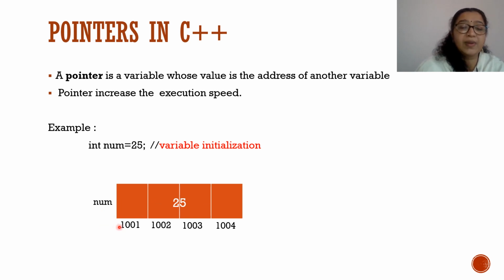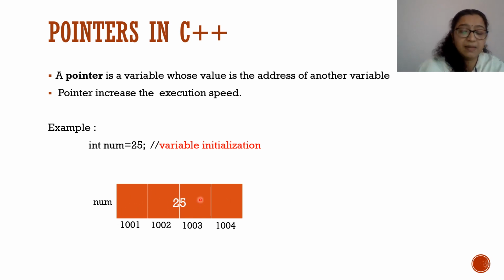And see, for example, I put 1001, 1002, 1003 and 1004 as the addresses of these cells. Okay. So for num, what is the address of num actually? Yeah, we can say 1001. We don't want to say 1001, 2, 3 and 4 are the address of num. Only the base address we want to say for num. What is the base address? 1001 is the base address. Clear? And 25 is the value assigned in this block.